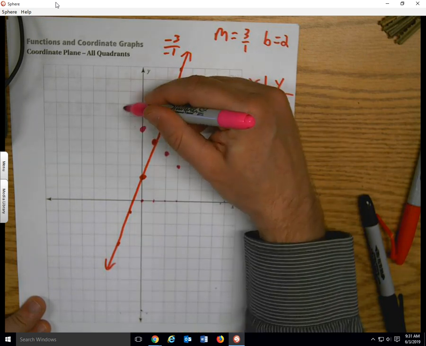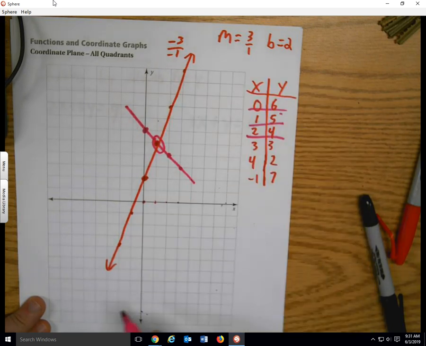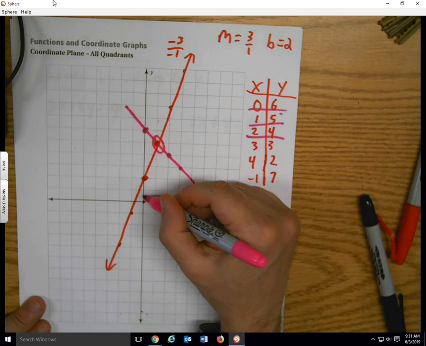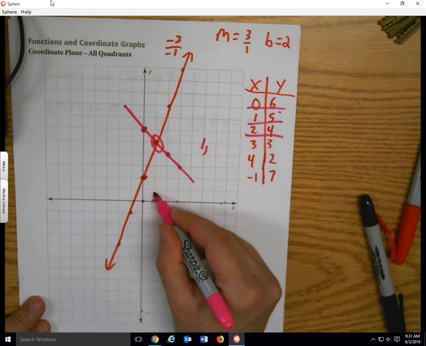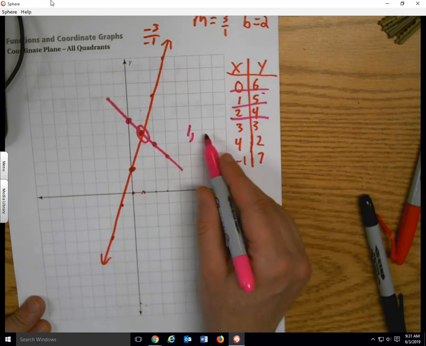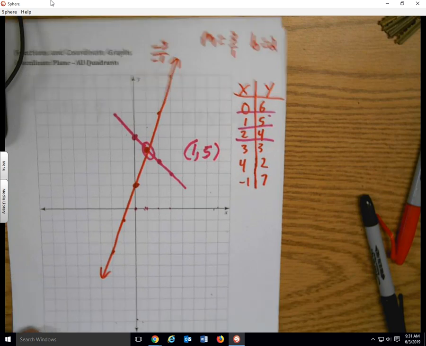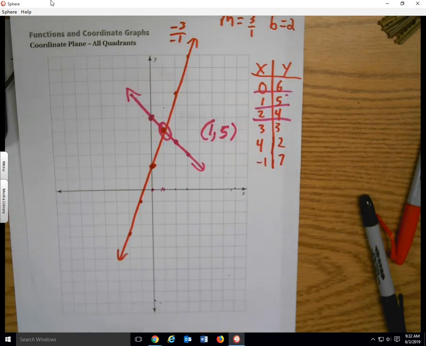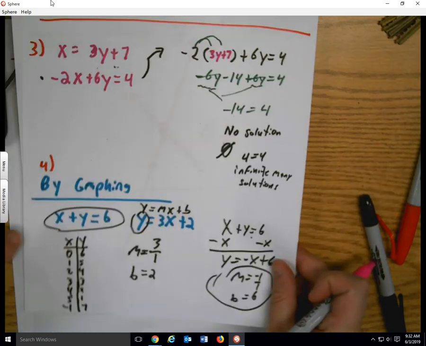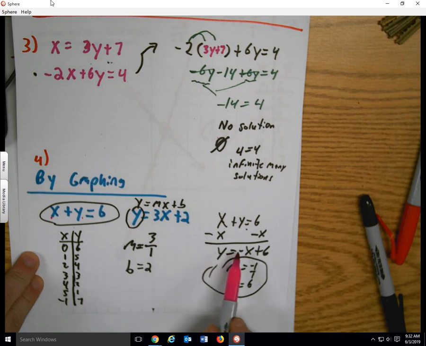And then just connect the dots. And where they intersect is the answer. That's the one solution. So they intersect at 1 over 1, and they go up 1, 2, 3, 4, 5. 1 and 5 would be the answer to those two graphs, and where they meet, it'd be the answer to this system of equations, x plus y equals 6, and y equals 3x plus 2.